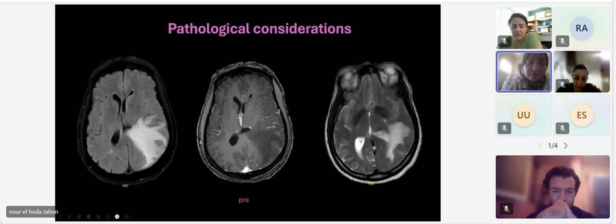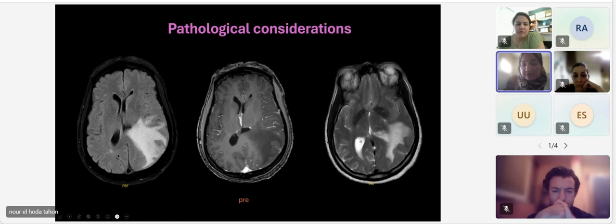And also I want to show you, you can see here some T2 FLAIR hyperintense foci. Do you know what this is? Is this part of the tumor? No, right? This should be microvascular changes. This is not part of the tumor.